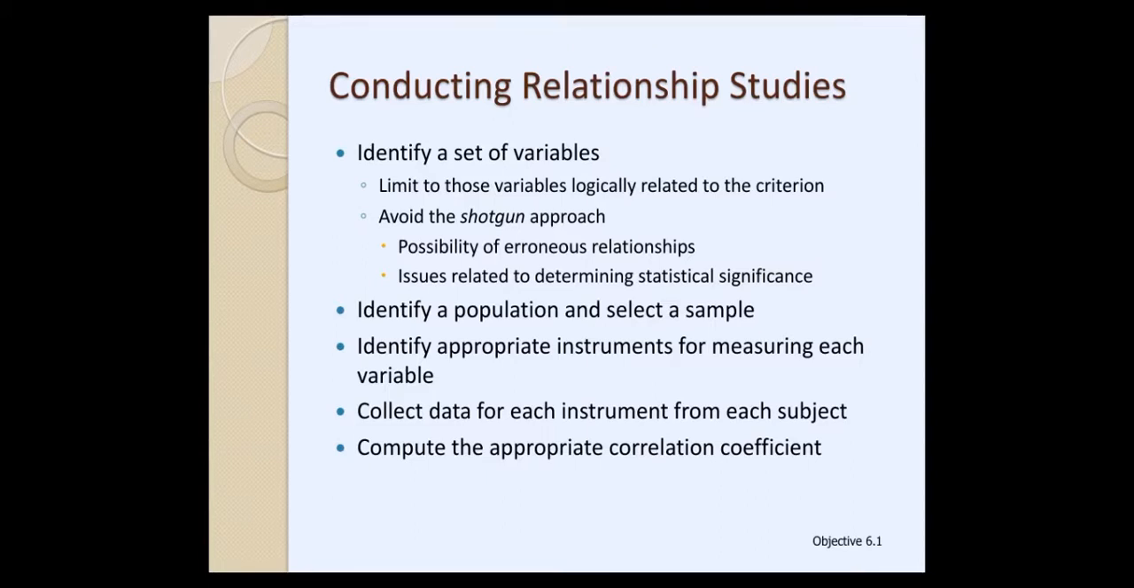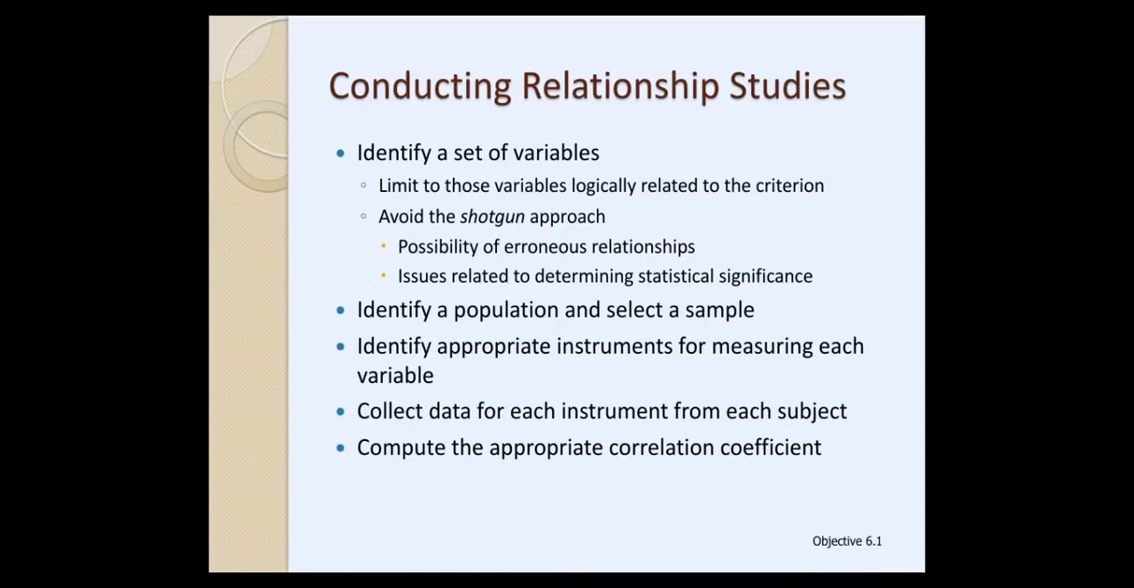Assalamualaikum warahmatullahi wabarakatuh. I am Novi Rohaniatun. I want to present about conducting relationship studies. The first is to identify a set of variables. You should have a reason for selecting variables in the study. A shotgun approach is inefficient and often misleading. The second, identifying an appropriate population of participants from which to select a sample. The population must be one for which data on each of the identified variables can be collected.